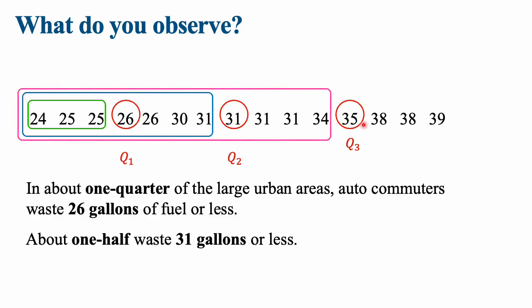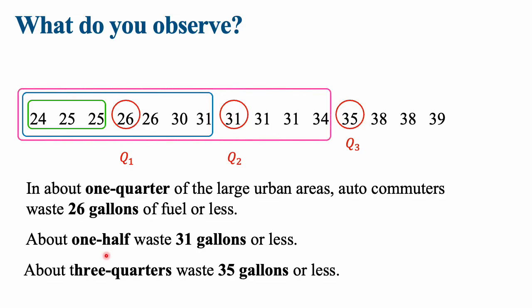Okay? This one is going to be what? That's going to be about 3/4 waste 35 gallons or less. Okay? This one is 1/4. This one is half. This one is 3/4. This one is 1/4, right, guys? So 1/4, this one is another one, then waste more than 35. That's your conclusion. We study quartiles, right, guys?